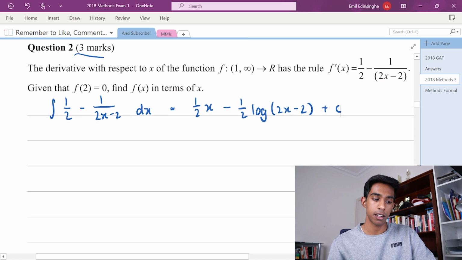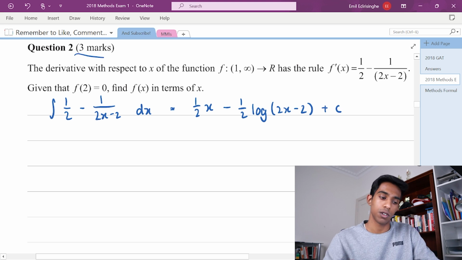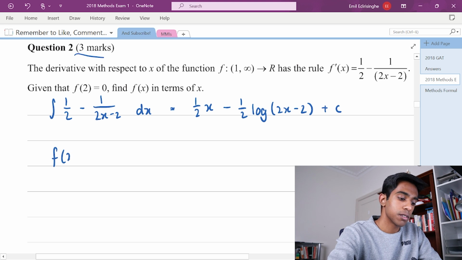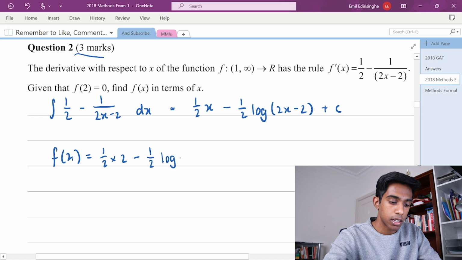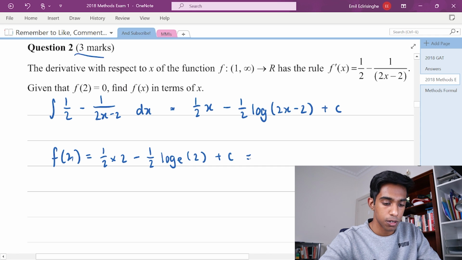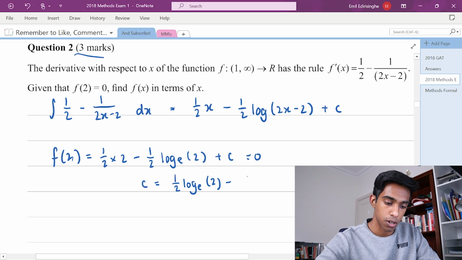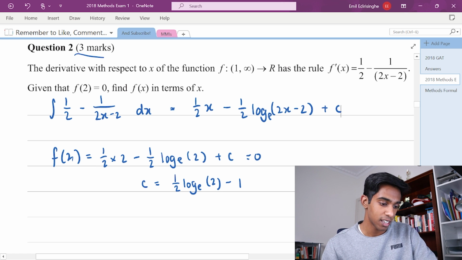Then what I have to do is find what the plus c is equal to, because we've been given that f of 2 equals 0. So if I do f of 2 equals 1/2 times 2 minus 1/2 log e, 2x minus 2 is going to equal 2 plus c equals 0. That gives us c is equal to 1/2 log e 2 plus, minus 1. I forgot the e here. Always remember your e's in your logs.